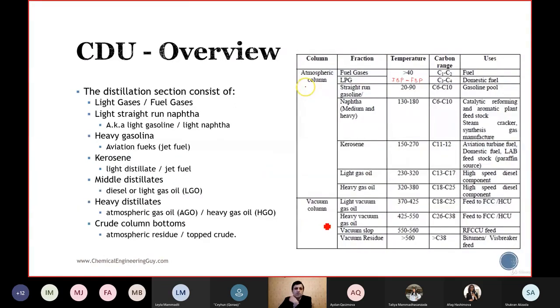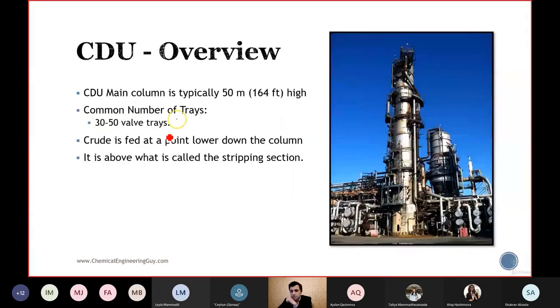The CDU main column is typically 50 meters high. This is the CDU, and this is the VDU. And it has around 30 to 50 valve trays. Crude is fed at the lower point, around here. And from here you have the atmospheric residue. This is the flash zone. This is the stripping zone. And then we have the side strippers as well.